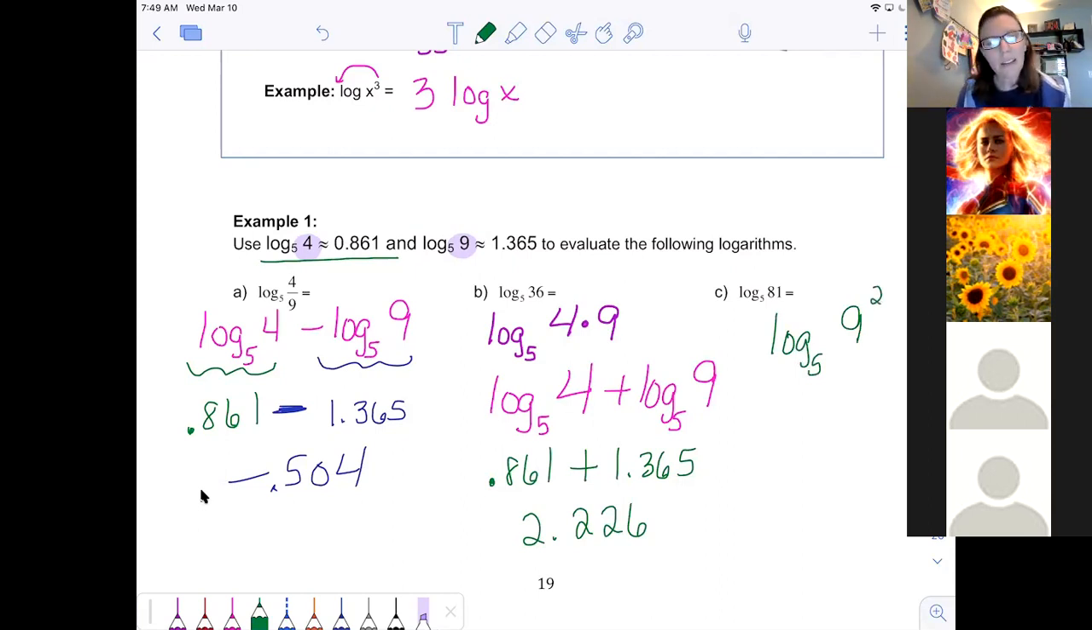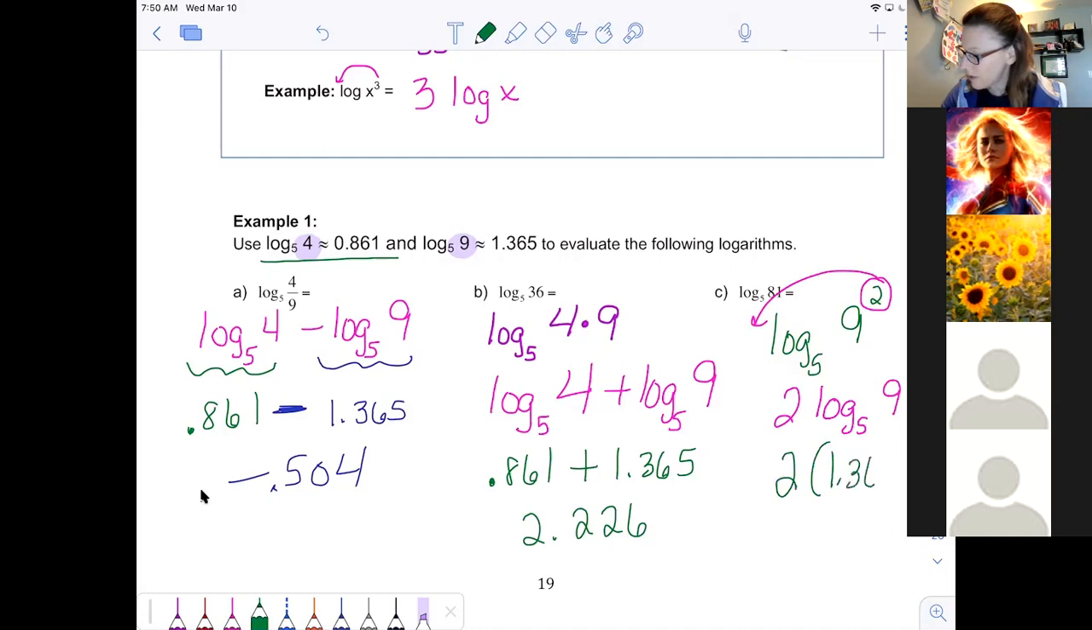So Gabby, how do you think you could change that one using one of the properties above? You would bring this squared and just put the 2 in front of the log. Excellent. So that's the power property. And then using our information above, we have 2 times 1.365. And Gabby, do you know what 2 times 1.365 is? It is 2.73. Awesome. Nice job. Excellent.